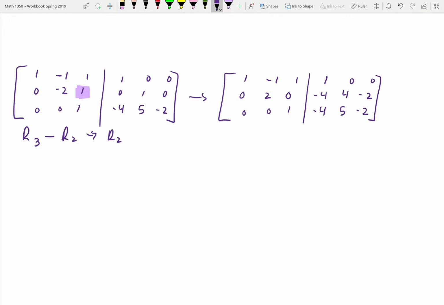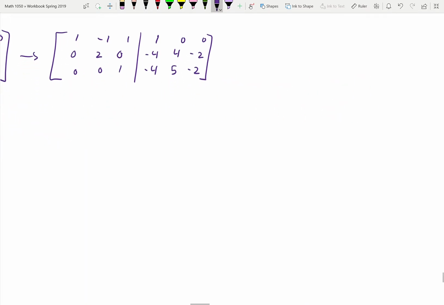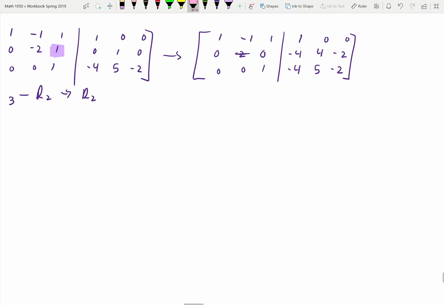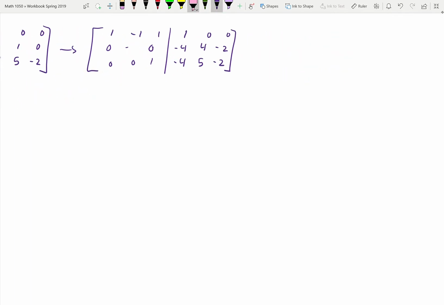Now, look at row 2. If I tried to turn the 2 now into a 1, oops, I meant to highlight that. If I meant to turn this guy right here, sorry, I'm trying to erase that. Okay, well, that's a -2. There we go.